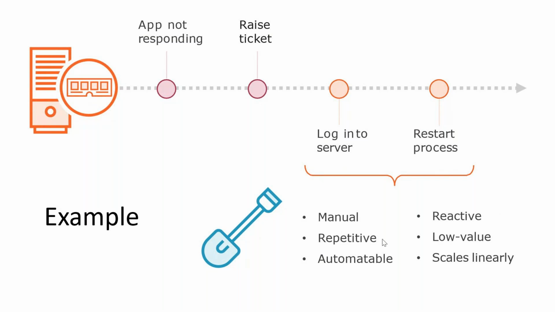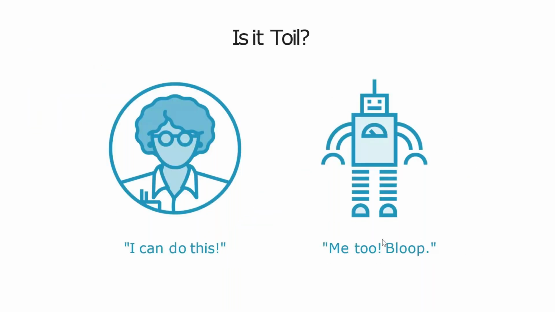It is, because it's manual, repetitive, automatable, reactive, low value, and scales linearly. How can you fix it? First you decide, is it a toil? Yes. If a robot or script can also say I can restart the process, that means it's a toil.